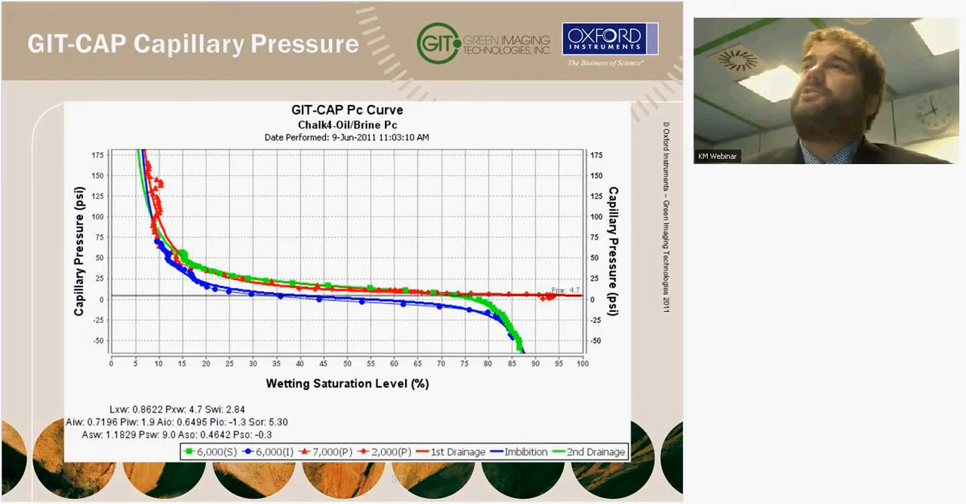Another example, just to show you that the technique is applicable to doing imbibition and secondary drainage as well. This is an oil brine experiment on rock. And primary drainage, then imbibition, and the secondary drainage.